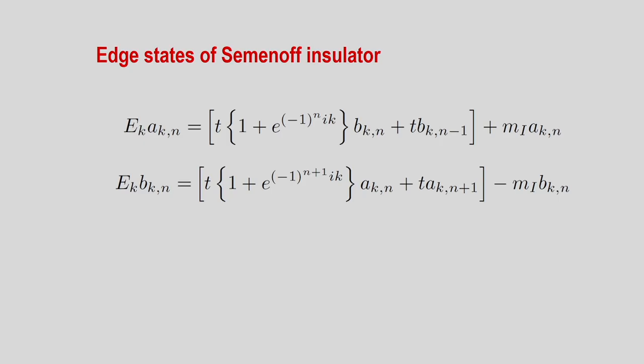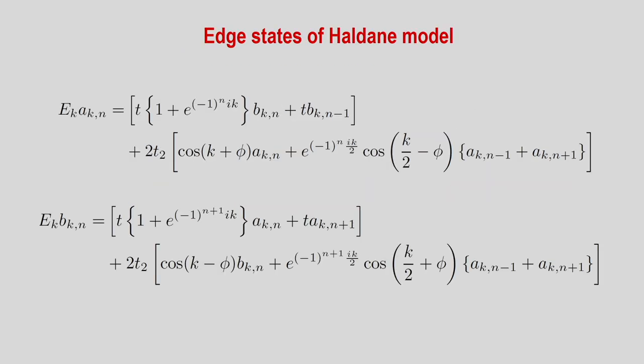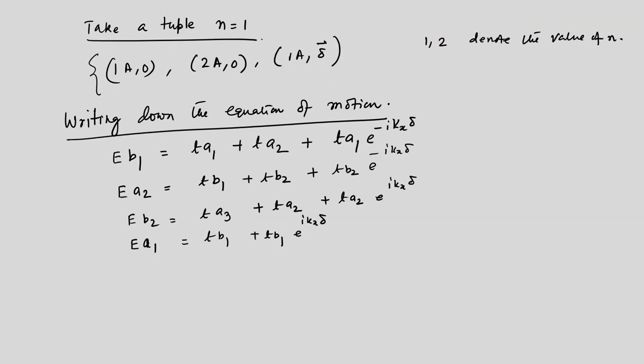Okay, so I write down the edge states of a Semenov insulator by writing this. So this k that you see is kx, the direction in which there is a translational invariance. And you see that there's a plus m term, the last term corresponding to the A sublattice, and there's a minus m term corresponding to the B sublattice, and so on. These are compact forms of writing down that 4 by 4 equation, which I just showed you here. So this 4 by 4 equation, or 4 coupled equations.